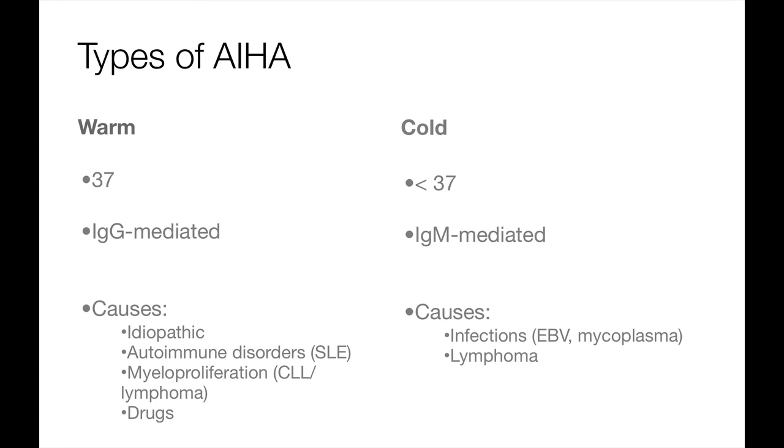Note that they have very different sets of causes, and this is a list that you really should try and remember. For warm autoimmune hemolytic anemia, you're looking at idiopathic, you're looking at autoimmune disorders, particularly lupus, myeloproliferative disorders, particularly the CLL and lymphoma, and drugs, particularly three types of drugs: penicillins, methyldopa, and quinine. On the cold side, you're looking at infections as an important group, particularly Epstein-Barr virus and mycoplasmal infection, and also lymphoma.